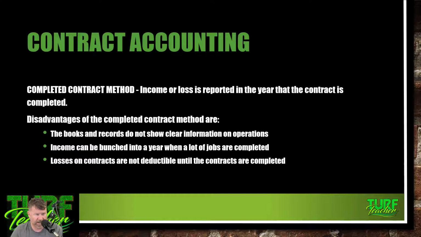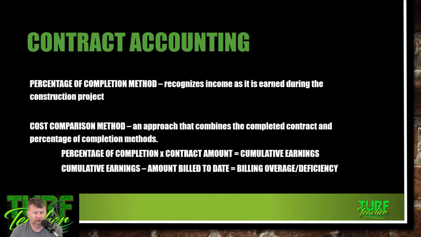Completed operations. Now, there is also a percentage of completion method, which recognizes income as it is earned during the construction project. Then there's the cost comparison method, an approach that combines the completed contract and the percentage of completion methods. Percentage of completion times the contract amount is equivalent to your cumulative earnings. Your cumulative earnings minus the amount billed to date is your billing overage divided by your deficiency.